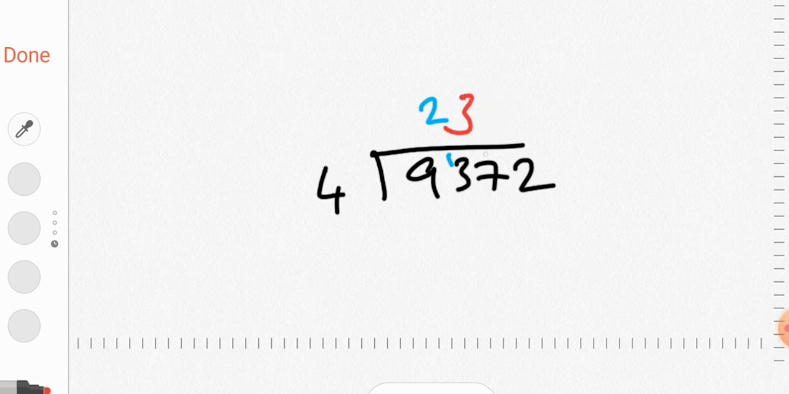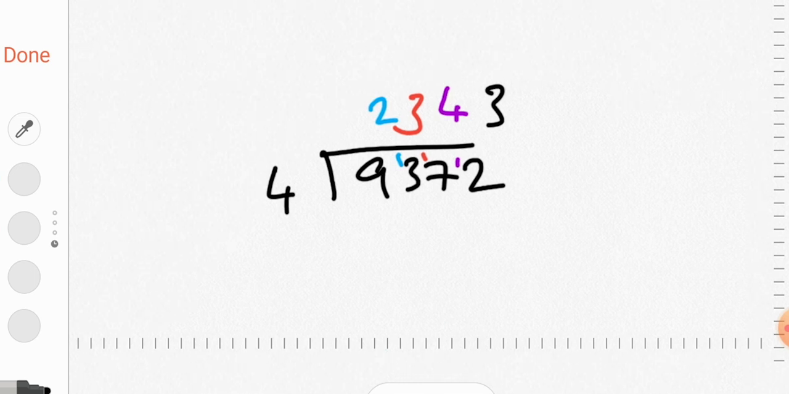3. Remainder? 1. 1, good. Okay, and then how many 4s in 17? 4. 4, remainder? 1. 1. Okay, and then how many 4s in 12? 3. 3, good, okay. So we've got an answer without remainders, so the answer is 2,343.